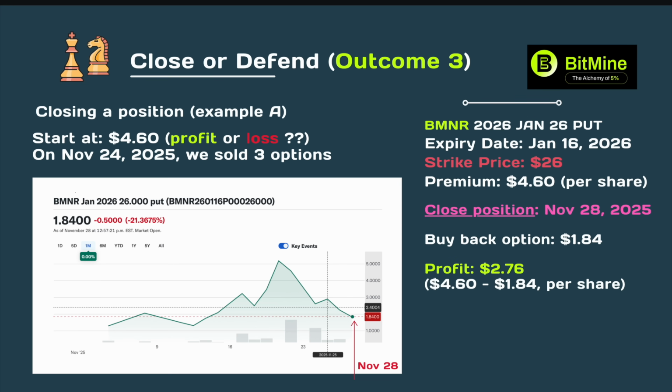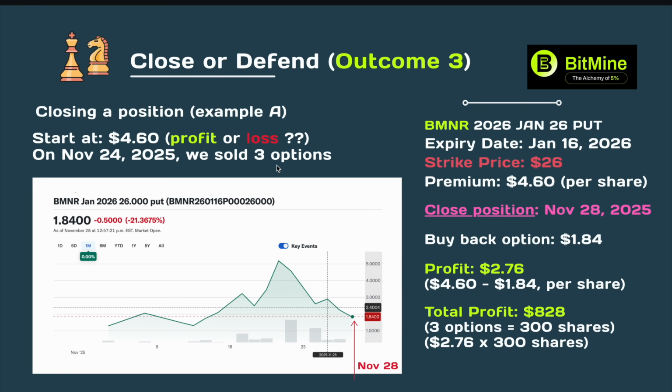And let's look at our profit. If we sold out at $4.60 per share, and we subtract the cost for us to buy back each share, which is $1.84, that gives us a profit of $2.76 per share. Remember that since we sold 3 options over here, it represents 300 shares. If we multiply 276 by 300 shares, that's going to give us a profit of $828.